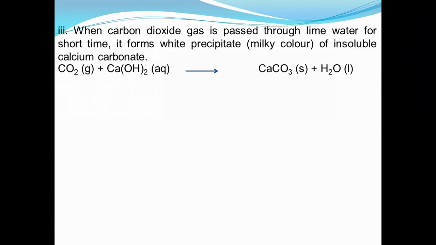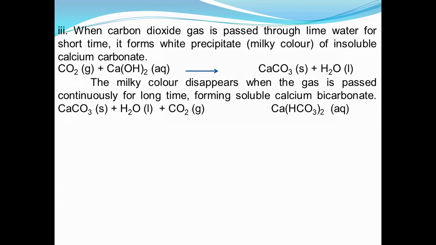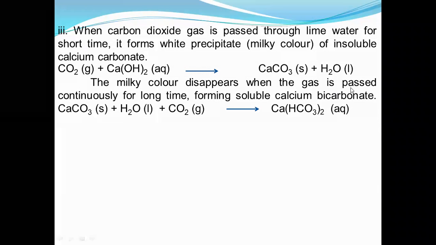And if you pass carbon dioxide gas continuously to this product, then it turns into soluble calcium bicarbonate. So calcium carbonate and water from here, and when carbon dioxide gas is passed continuously, these all combine together and form calcium bicarbonate, in aqueous form, which means solution form. This is soluble, so we can't see it and it becomes colorless. First, calcium carbonate forms when carbon dioxide gas is passed into lime water and the color changes to milky; if we continue, afterwards calcium bicarbonate forms.